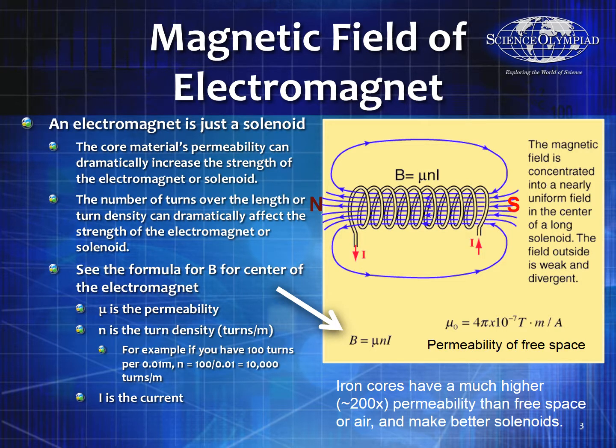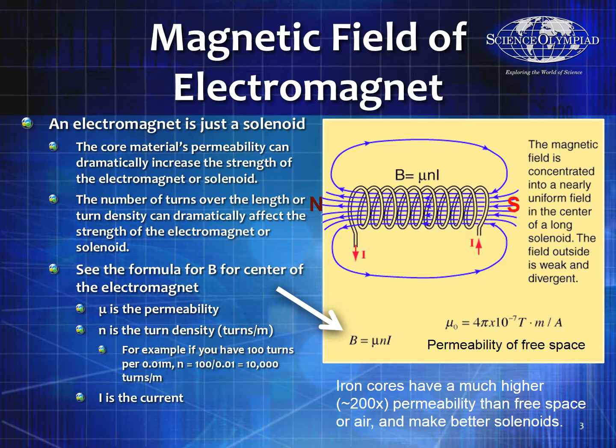So, the magnetic field of an electromagnet, or a solenoid, is created by the moving charges in a current going around a loop, or multiple loops. The number of turns over the length, or turn density, dramatically affects the amount of magnetic flux within the solenoid. You can determine the magnetic field as B equals mu times N times I, where I is the current, N is the turn density, and mu is the permeability of the core material.